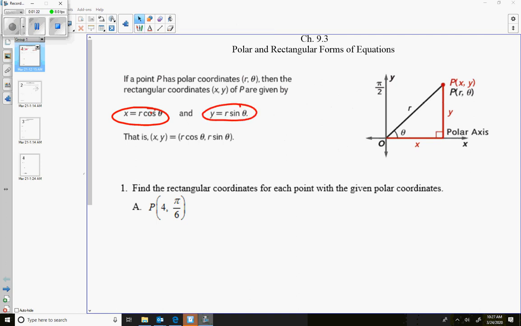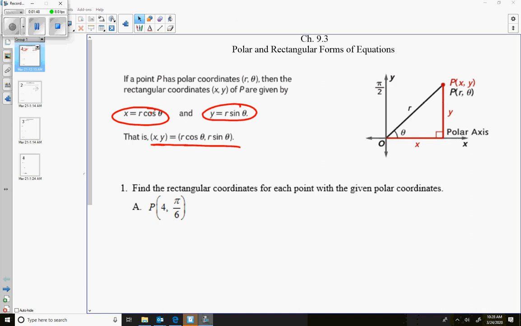But in all honesty, you should have those two things memorized already. On our unit circle, you tend to think of x as cosine theta. You sometimes forget the r, but on the unit circle, r is 1. So x is r cosine theta, y is r sine theta. So understand what it is that we are looking at right there.